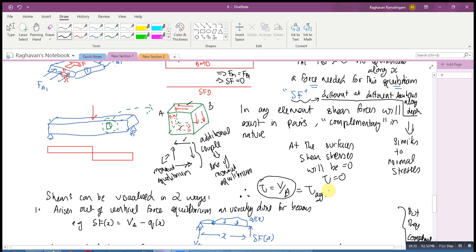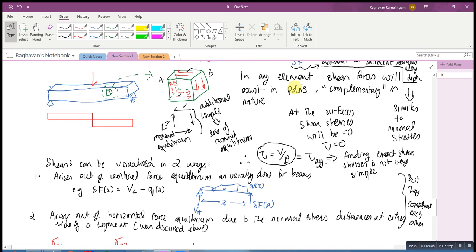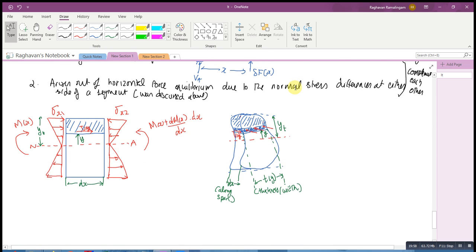Okay. So we generally use the tau average because finding exact shear stresses is not very simple. Okay. So it's not very simple, and let's see why we give such a statement.